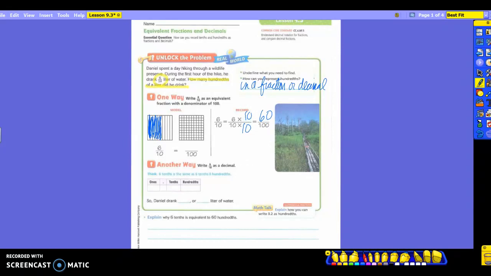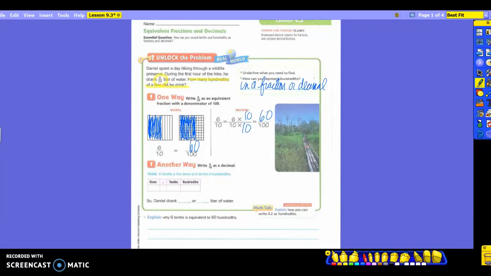So that means we're going to shade how many of these? 60, or 6 rows, because we know that each row is worth 10. And now you're going to have 60 100ths. So 6/10 is equivalent to 60 100ths. All right, look at the next way.